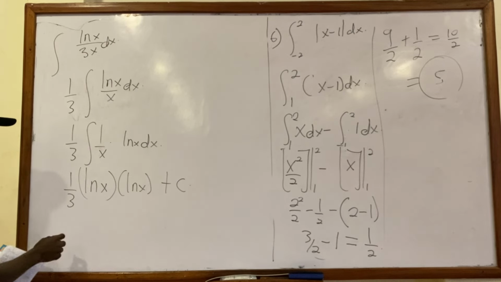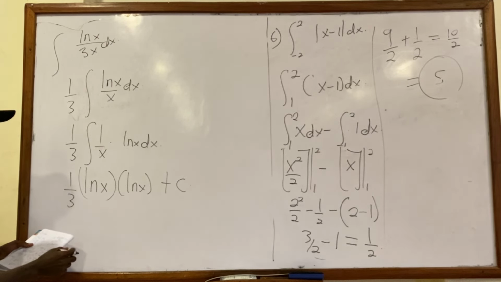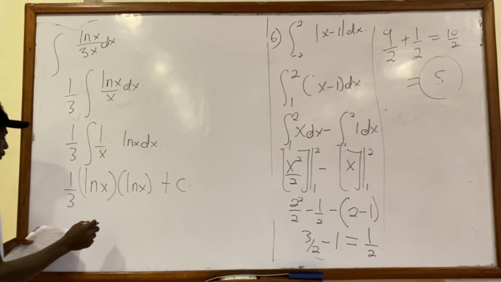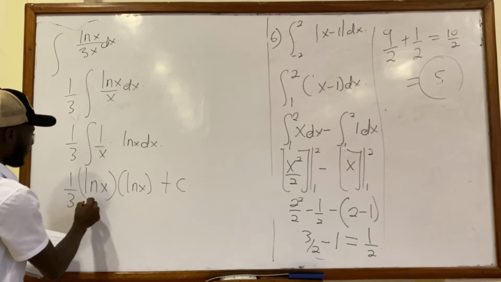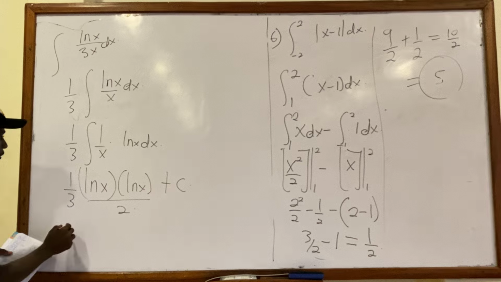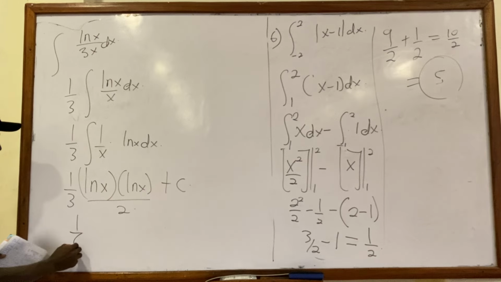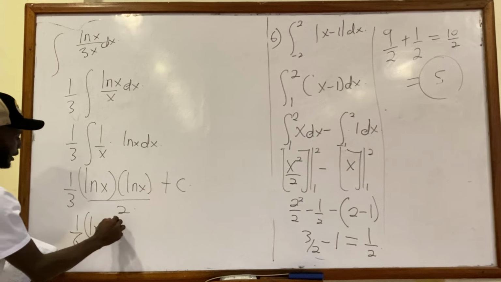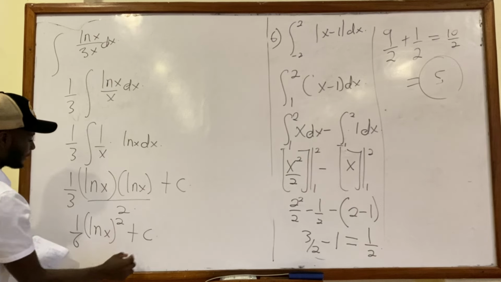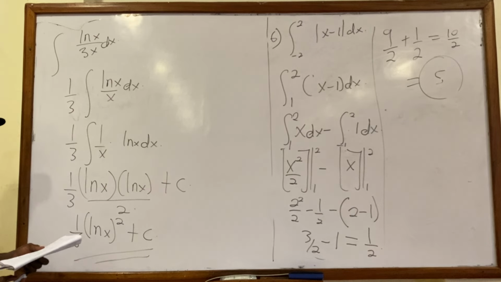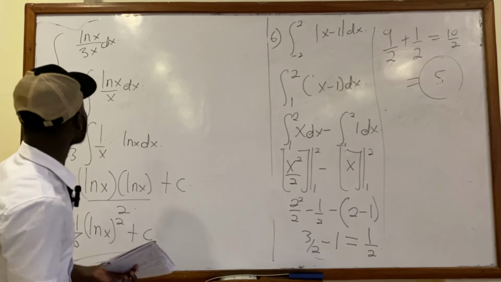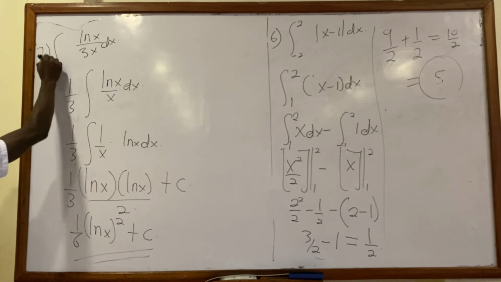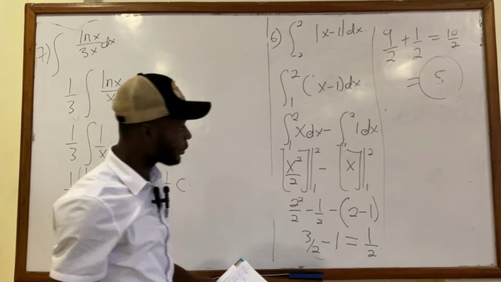All right. So this actually tends to 1 over 6 ln x all squared plus c. All right. So let's move on to question number 8.